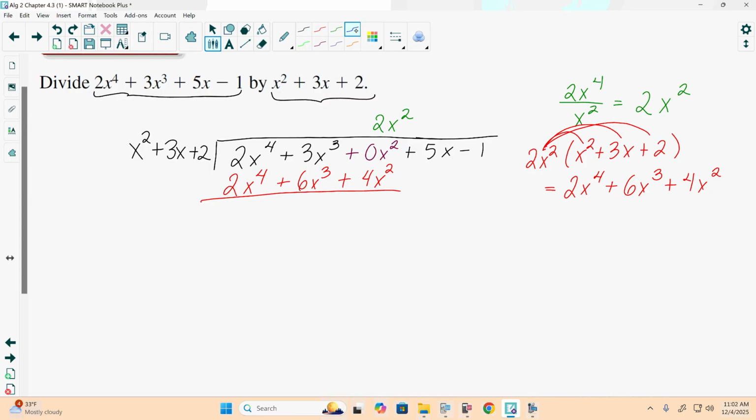Questions on this so far? Then the next thing we're going to do is subtract. 2x to the fourth minus 2x to the fourth cancel out. 2 minus 2 is 0. 3x cubed minus 6x cubed: 3 minus 6 is negative 3x cubed. 0x squared minus 4x squared: 0 minus 4, negative 4x squared.